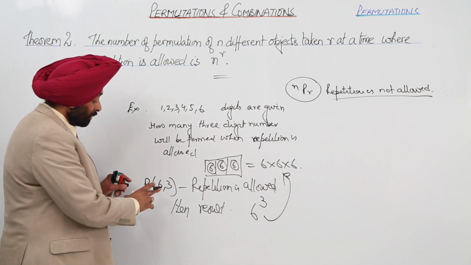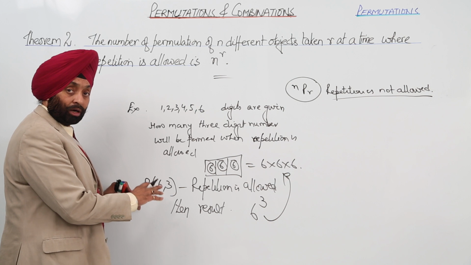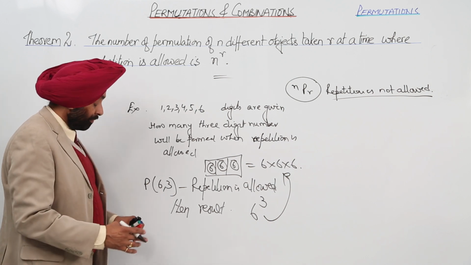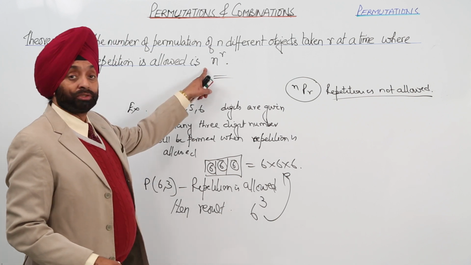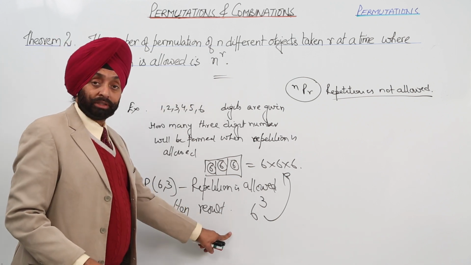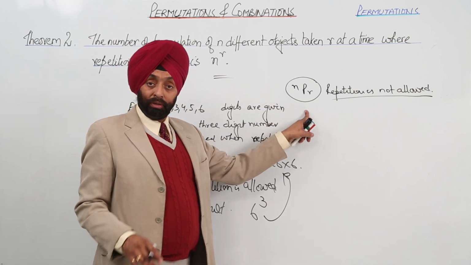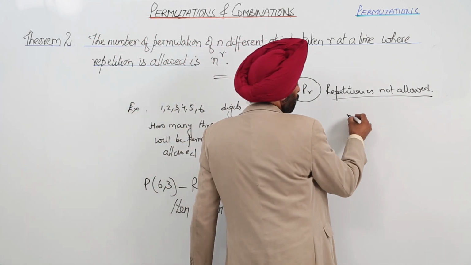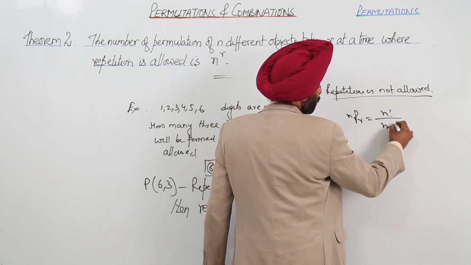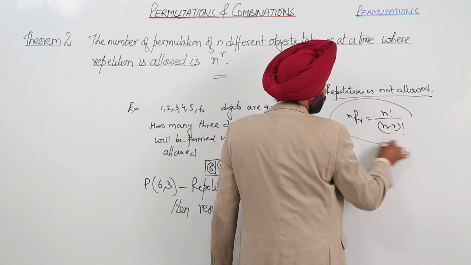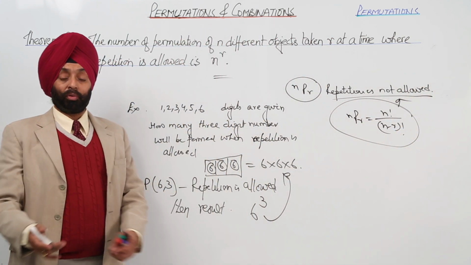So 3 objects out of 6, or you can say out of 6 taken 3 at a time, when repetition is allowed, we will be using n raised to power r, that is 6 raised to power 3. For this one, if we are going for the formula nPr equals n factorial upon n minus r factorial, then it means repetition is not allowed. Okay, so this is about theorem 2.